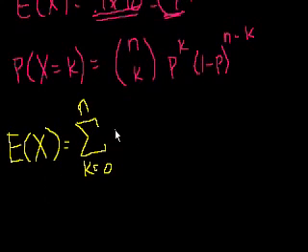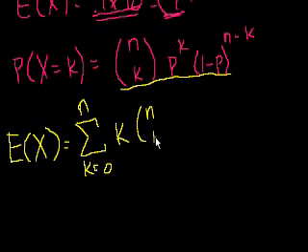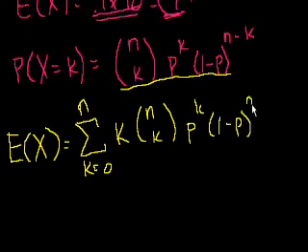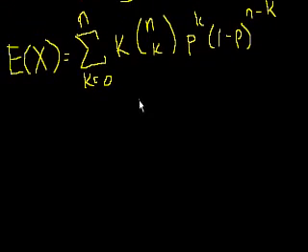And for each of them, you want to multiply k, so the outcome, so I made k shots, times the probability that I make k shots. Well, what was the probability that I make k shots? That was this right here. So it'd be k times n choose k, times p to the k, times 1 minus p to the n minus k. And now we're just going to do some algebra, some sigma algebra, I guess you could call it.